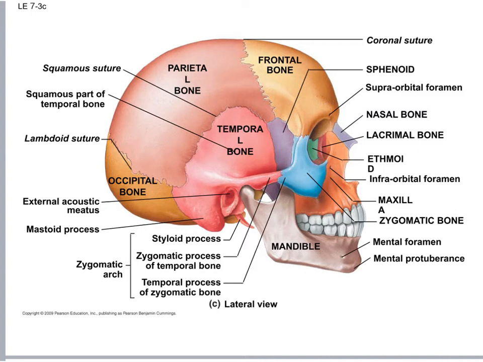So again, this is the side of the skull. This opening right here that goes into your ear canal is known as the external acoustic meatus. That's found in the temporal bone. And then right behind that opening, we have this big bump. That's a bump that you can feel on your skull behind your ear. That's called the mastoid process.